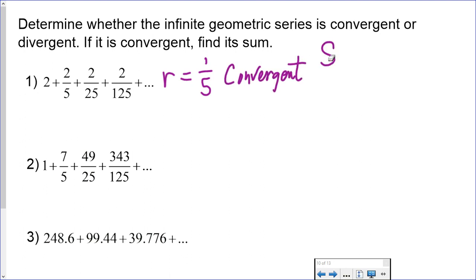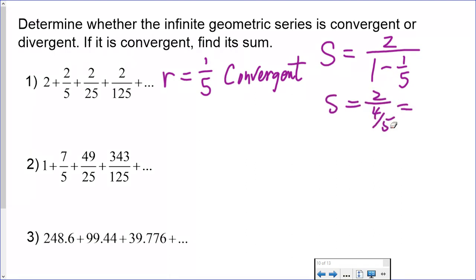So to find its sum, we need the first term, which is 2, the common ratio, which is 1/5, and plug them in. So we would end up with S equals 2 over 4/5. And remember, you do skip, change, flip. So that is 2 times 5/4, which is 10/4, which is 2.5.